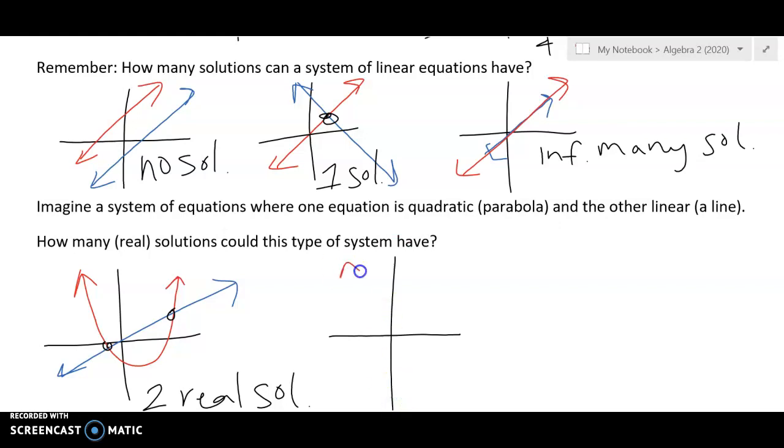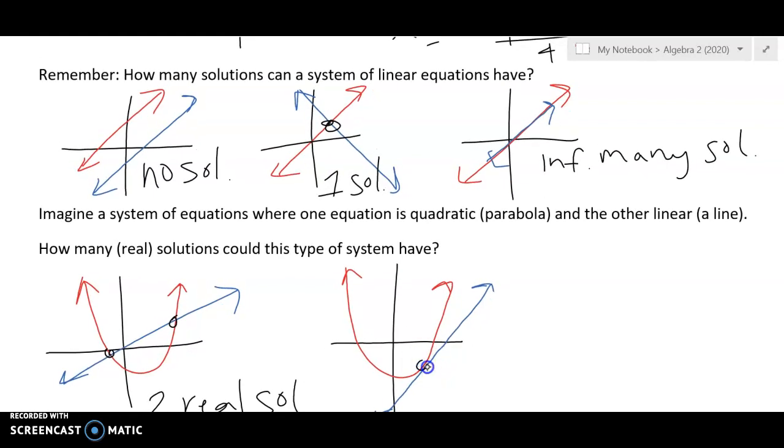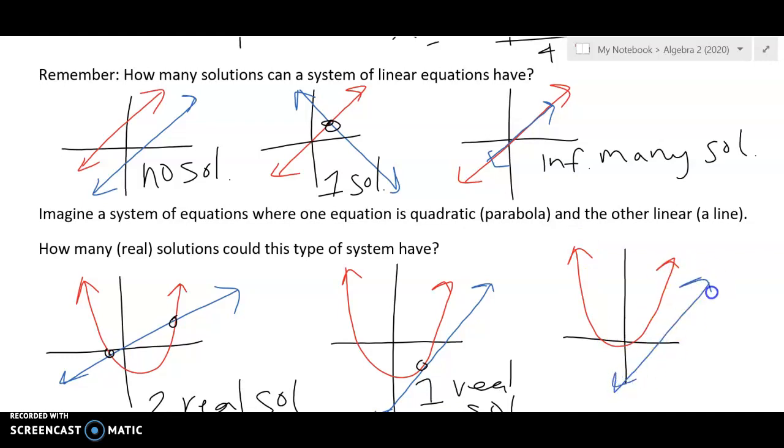Or you could have a parabola and a line that looks something like this. It's very close. It crosses, or touches, one time where I put that little circle. That is one real solution. Or you could have this situation where you have a parabola and a line and they're far away from each other. They don't touch at all. So this would be no real solution. Okay, so those are going to be our situations, and here's how we're going to solve them.